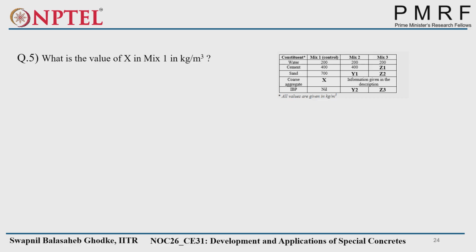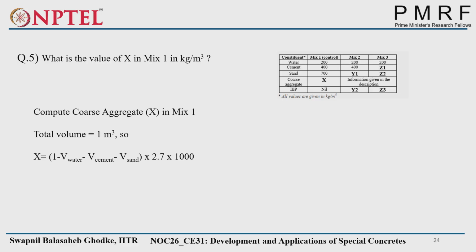We have water, cement, all in kilogram per meter cube. We saw so many examples in the earlier recap, so you get some idea from that and try to solve this one. Anyone?